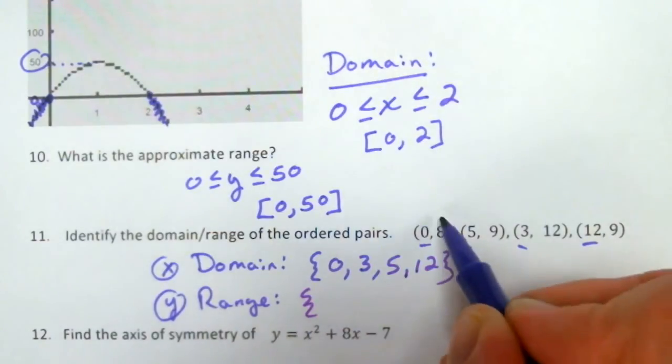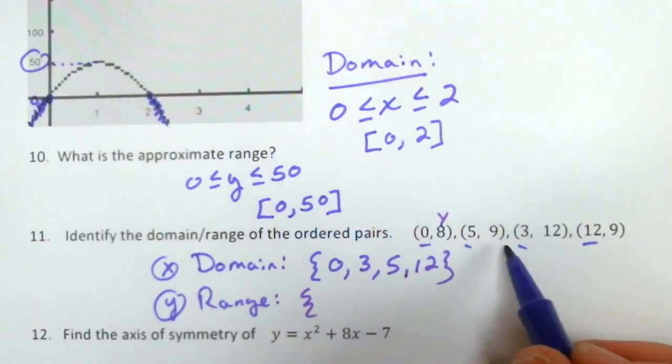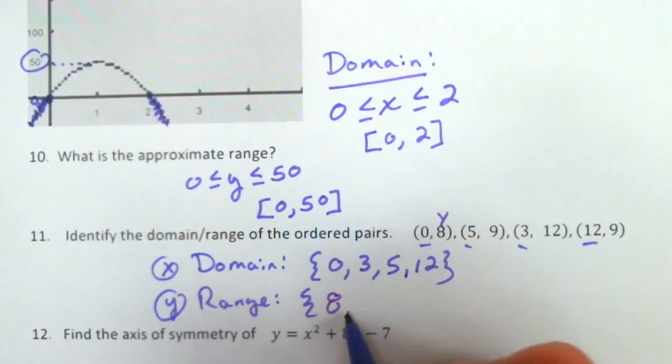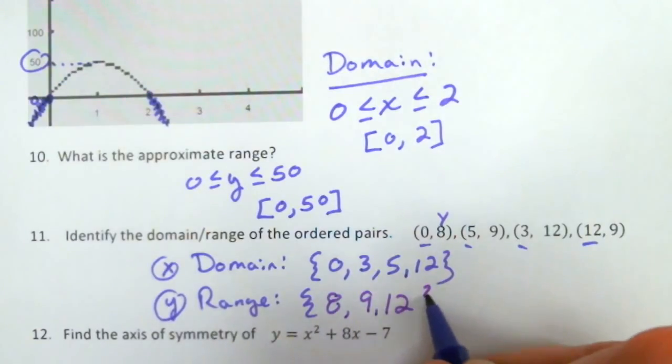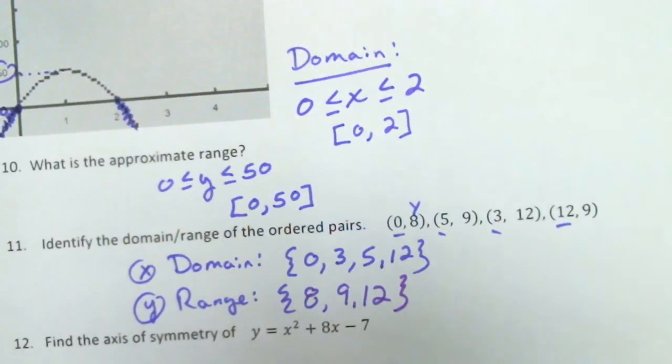And the range are the y values: 8, 9, 12, and 9. So 8, 9, 12. And you don't need to repeat any numbers. So 8, 9, and 12 will be the range.